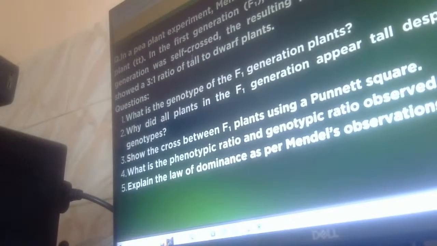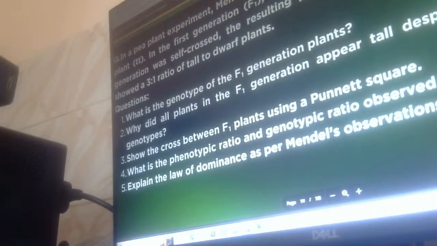F1 was self-crossed. F2 is capital T small d. What do you get there? You get a 3 to 1 ratio. Yeah, genotype I know, but F1 is capital T small t.